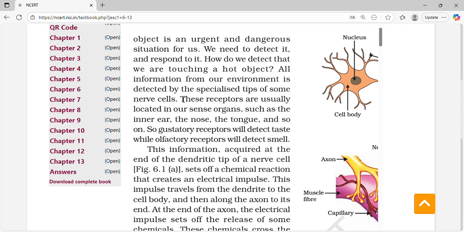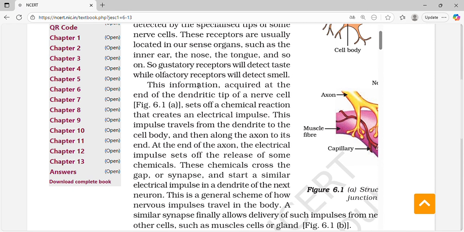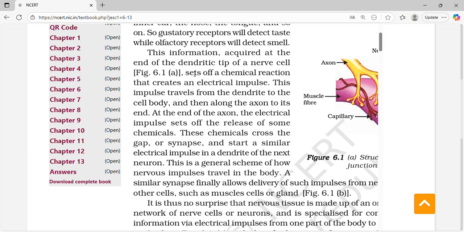The information in an environment is detected by the specialized tips of some nerve cells. These receptors are usually located in our sense organs such as the inner ear, the nose, the tongue, and so on. The gustatory receptors will detect the taste, while olfactory receptors will detect the smell.